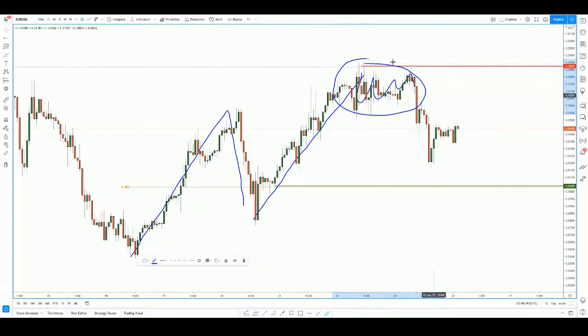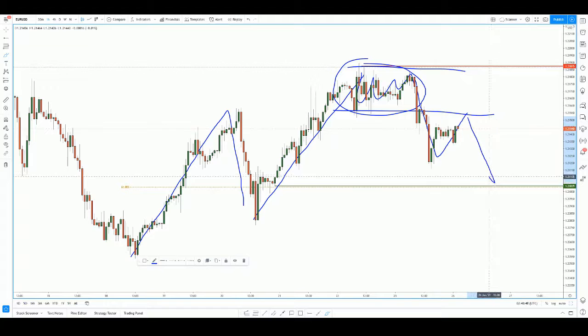This is a very strong sign that the market is telling you there is indecision, and price broke back down to the downside. So we can expect price to come back to test this area of indecision and go lower.